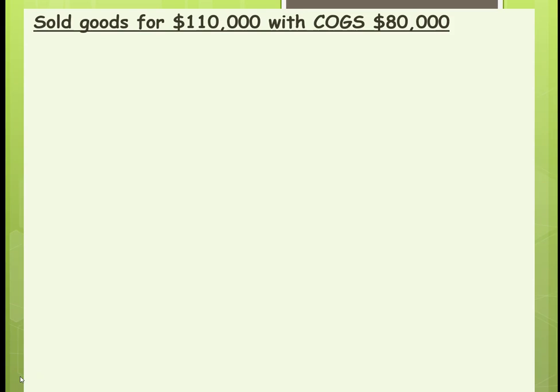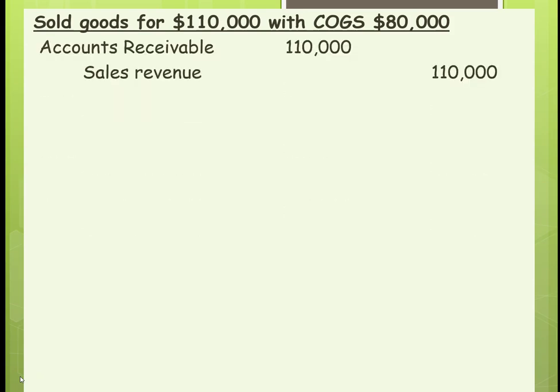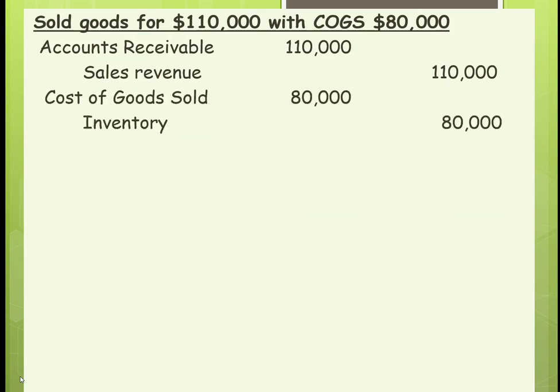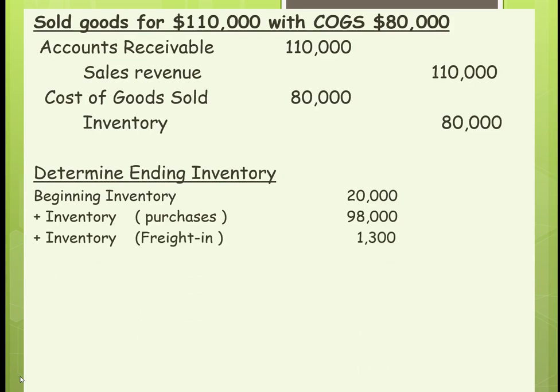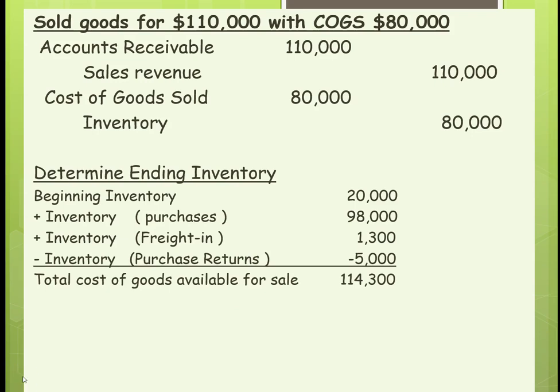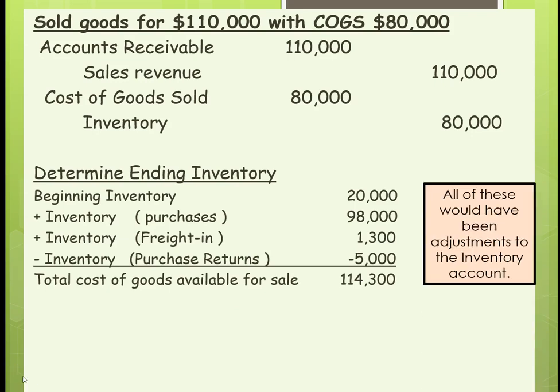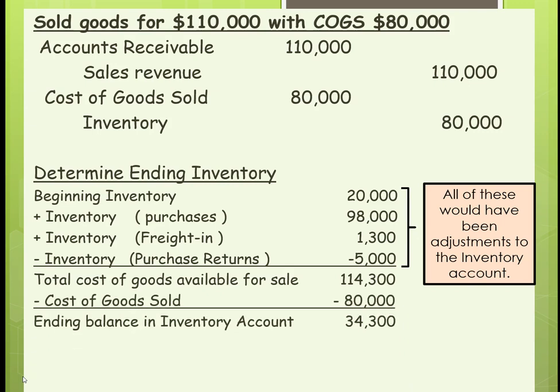Now, sold goods for $110,000 with cost of goods sold of $80,000. We do accounts receivable, sales revenue, but we would also book our cost of goods sold. Now, determining ending inventory, we would be looking at our inventory account, which would be continually updated for our purchases, our freight in, our purchase returns, and then we would take out the $80,000, and that would give us our ending balance in our inventory account.